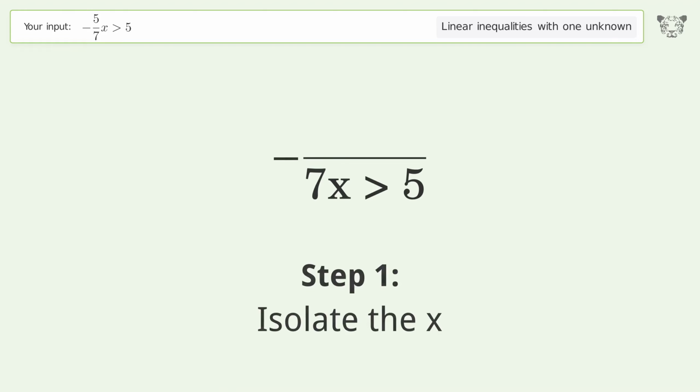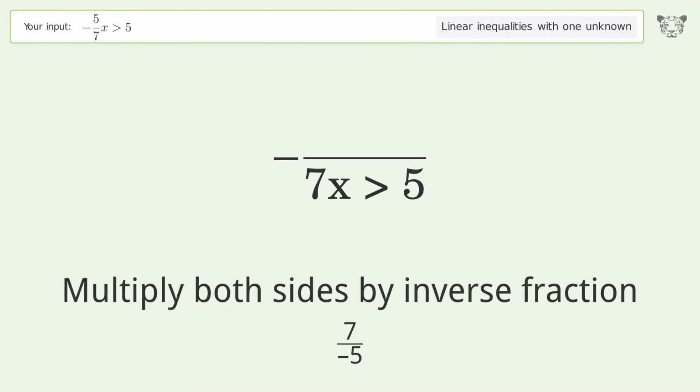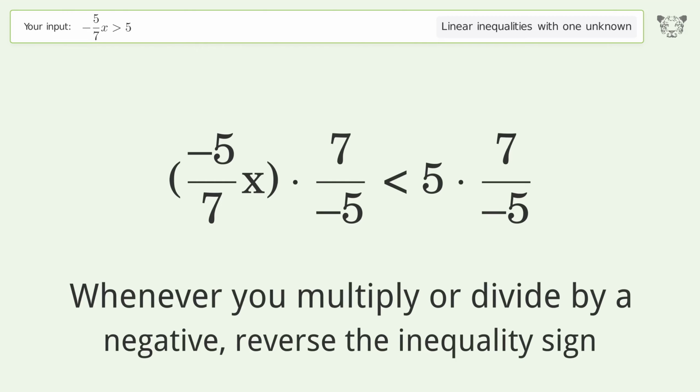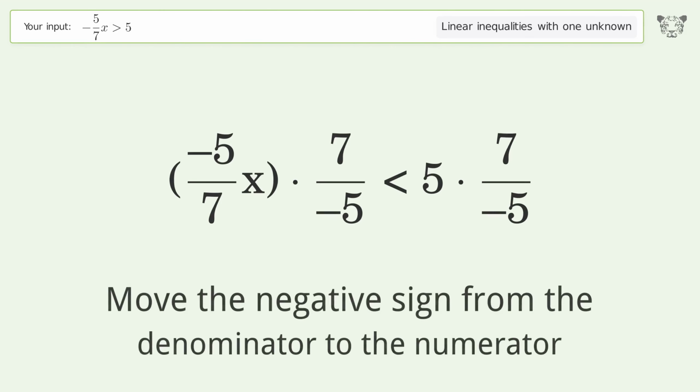Isolate the x. Multiply both sides by inverse fraction 7 over -5. Whenever you multiply or divide by a negative, reverse the inequality sign. Move the negative sign from the denominator to the numerator.